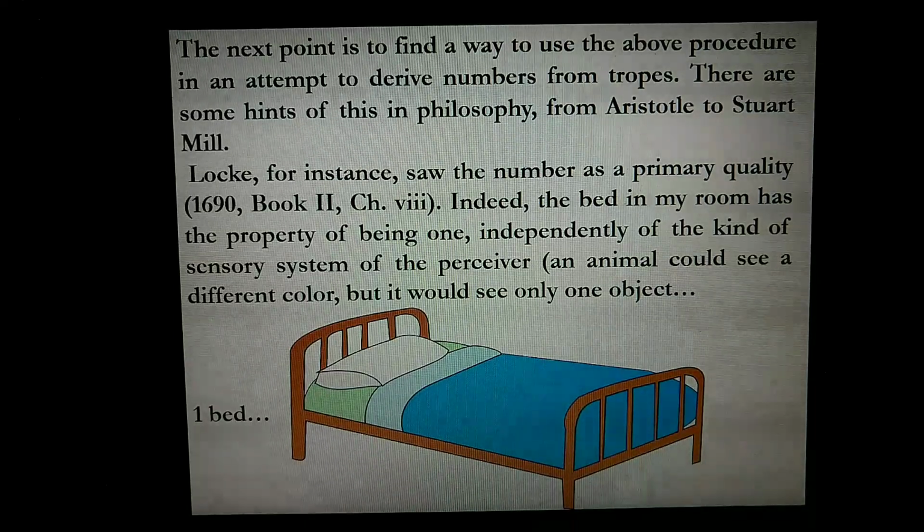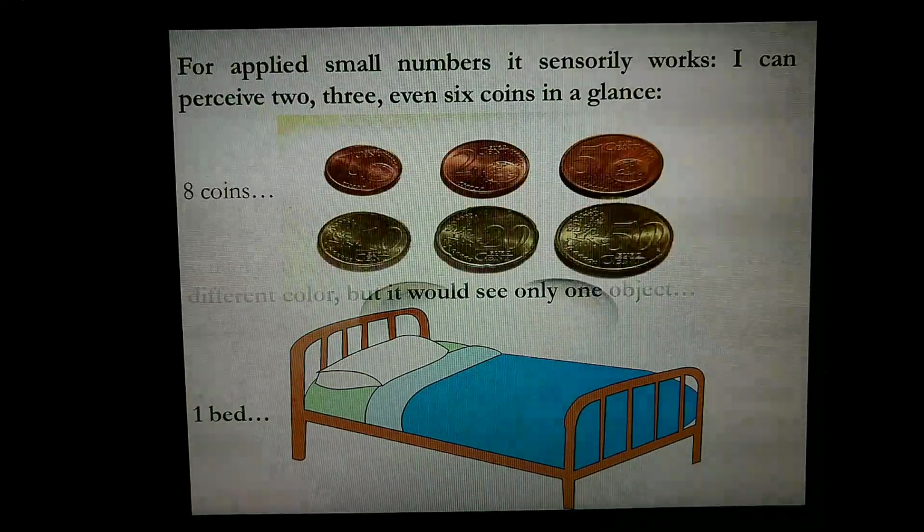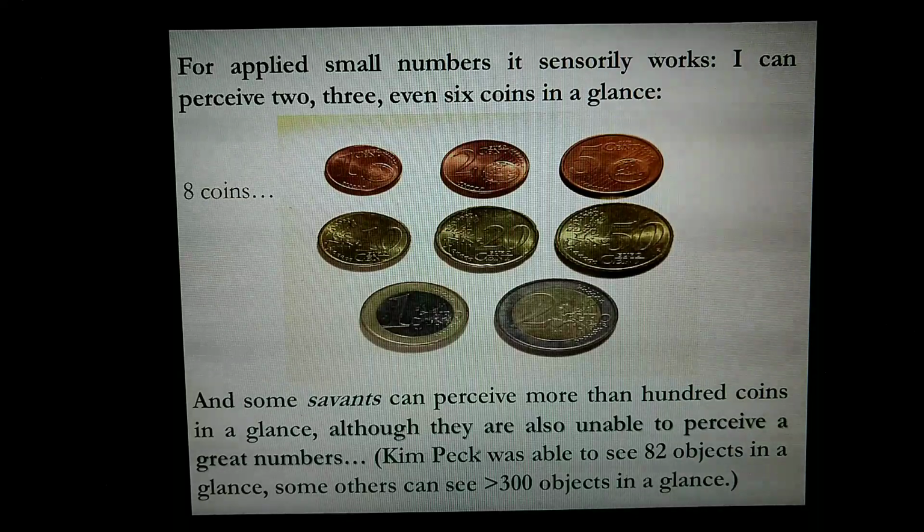There are some hints of this in philosophy, from Aristotle to Stuart Mill. Locke, for instance, saw number as a primary quality. Indeed, the bed in my room has the property of being one, independently of the kind of sensory system of the perceiver. An animal could see a different color, but it would see only one object. For applied small numbers, it sensorily works.